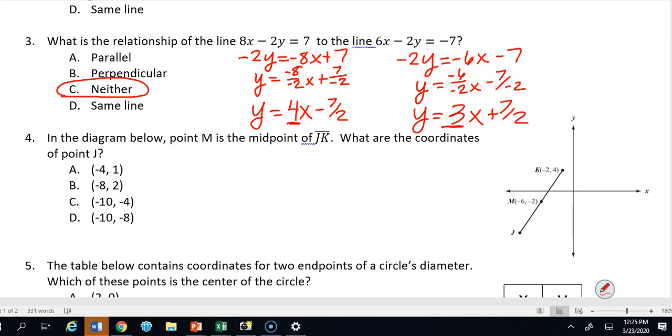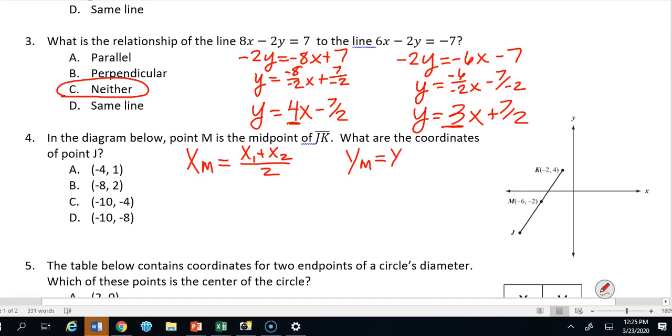All right, so number 4 says, in the diagram below, point M is the midpoint of JK. What are the coordinates of point J? So this time we're looking for another endpoint because we have the midpoint. So I like to use this formula: xM, that's our midpoint, is x1 plus x2 divided by 2. And yM, that's the y value of our midpoint, is equal to y1 plus y2 divided by 2.